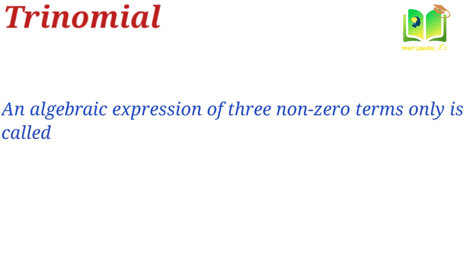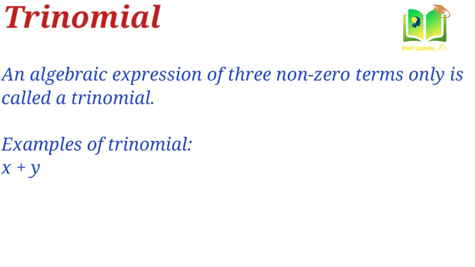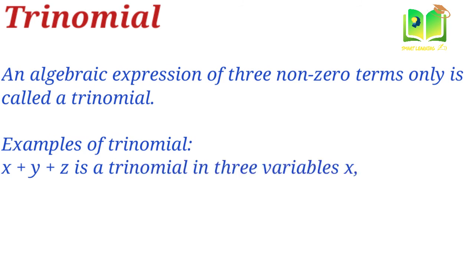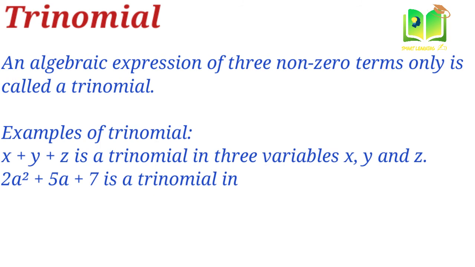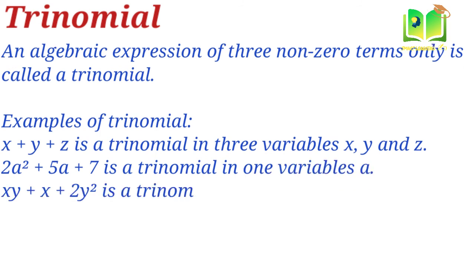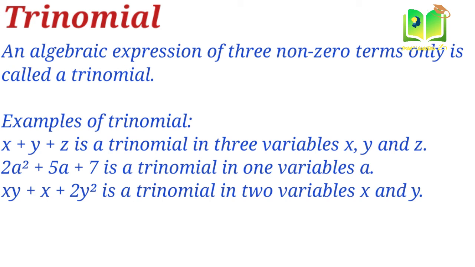Now we will start trinomial. An algebraic expression of three non-zero terms is known as a trinomial. See the example, 2a square plus 5a plus 7. Here you can see three terms and two operators. Here you can see plus is used two times. So when we use the operator twice, then we say the algebraic expression is a trinomial. You can see another example also, xy plus x plus 2y square. This one is also a trinomial in two variables x and y.